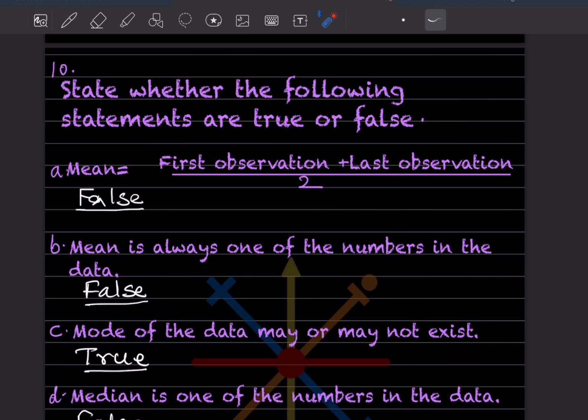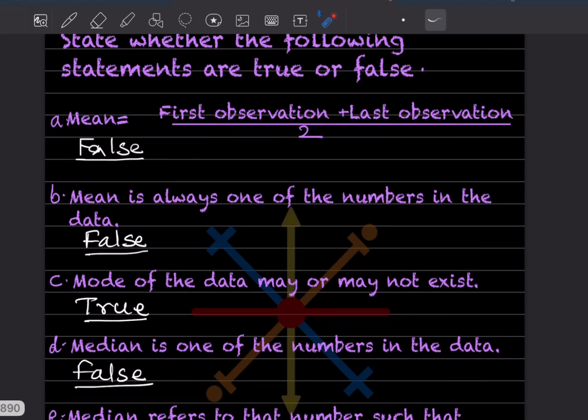So it is false. Mean is always one of the numbers in the data. Definitely this is not going to be the same number. So it is false. Mode of the data may or may not exist. So that is true. Because in some cases, in the data, we will find a mode. Mode means what? That is the number which is repeating. But it's not necessary that in the data, a number repeats. So it may or may not exist.